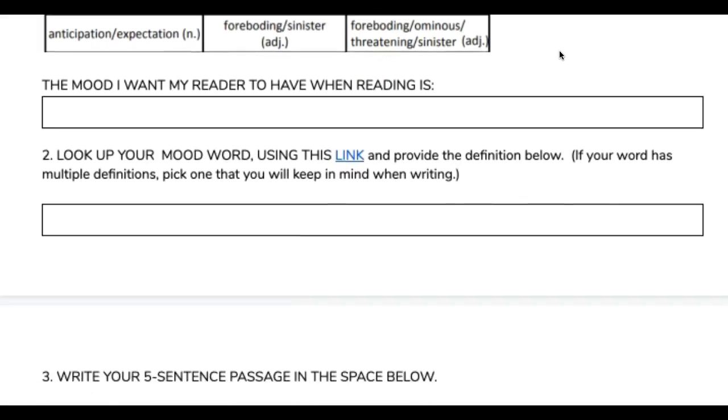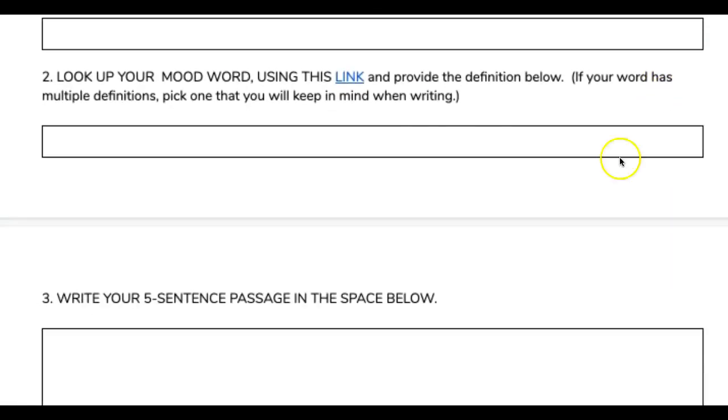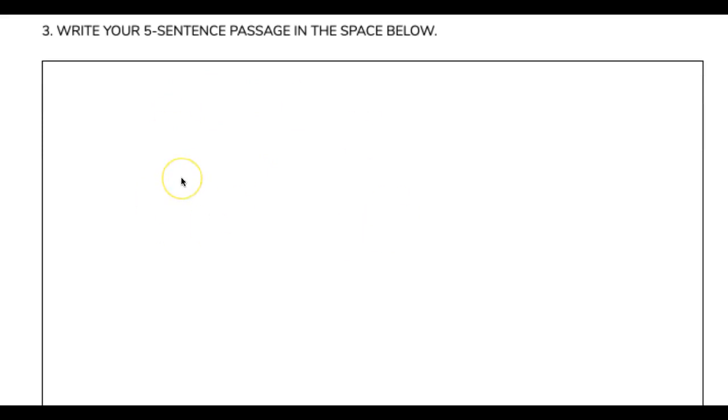Next, you want to make sure you're putting the mood that you want readers to have when reading, and then make sure you look up the word and put the definition, because sometimes words can take on different meanings, and I want to know what type of mood specifically you're going for. And then here's where you're going to put your written response. So if you already did the other document, copy and paste it into here and just make sure you're adding those footnotes. So how to add a footnote.